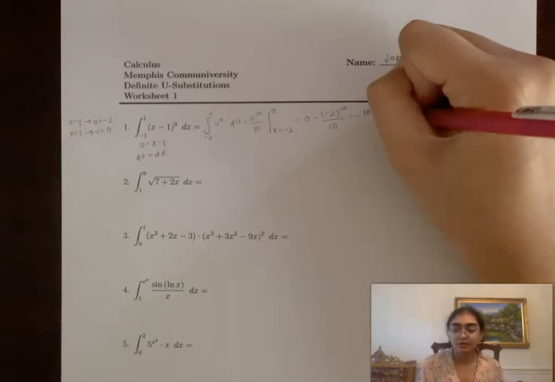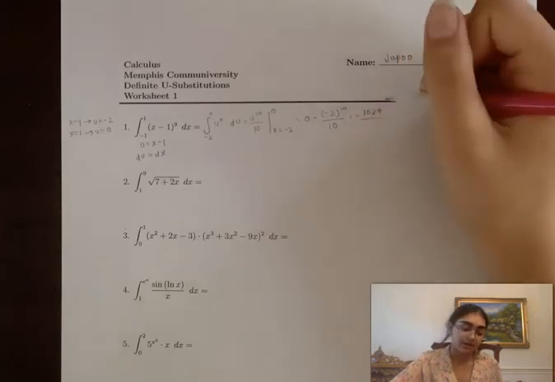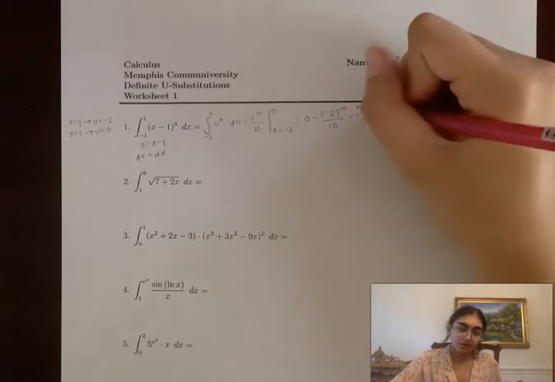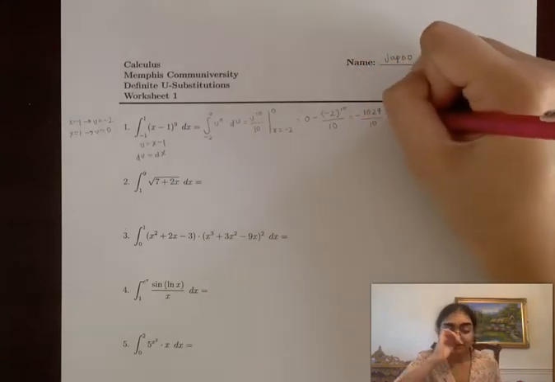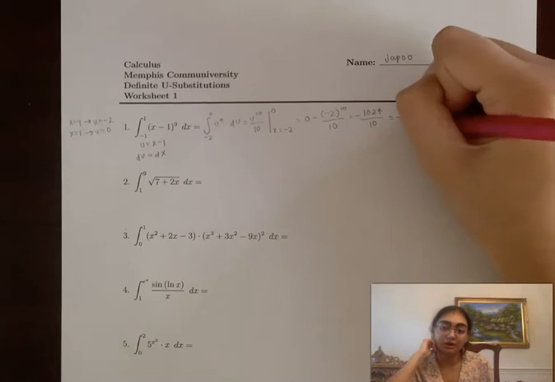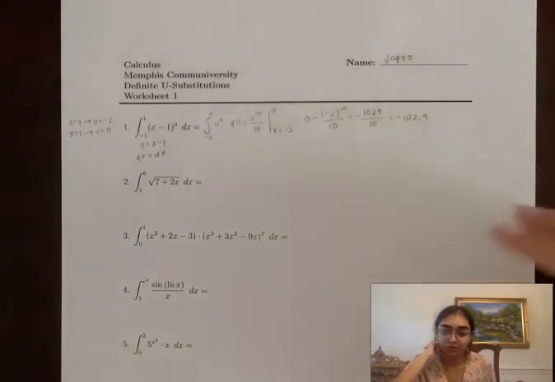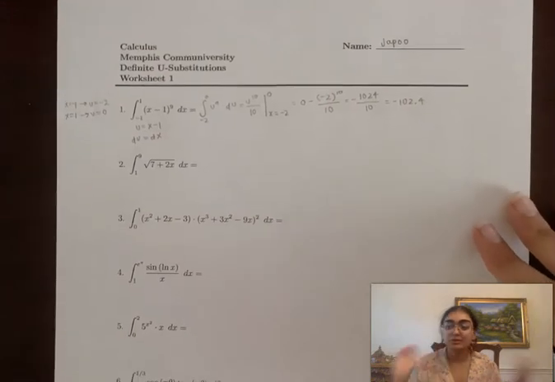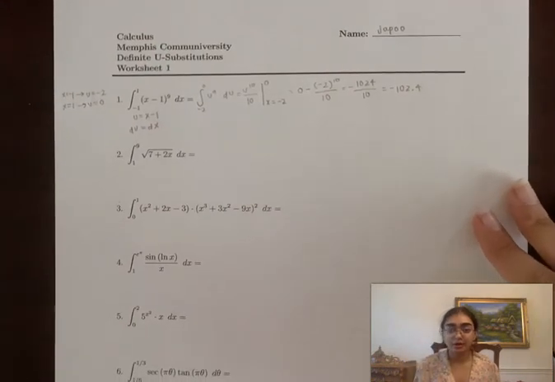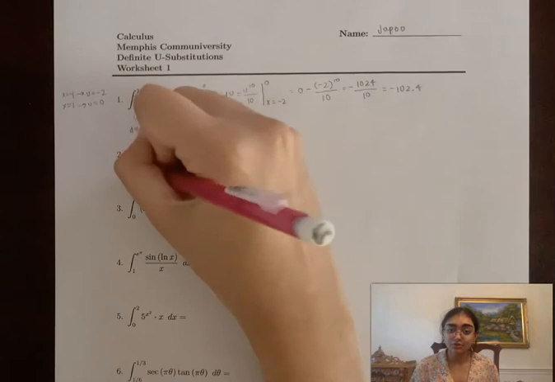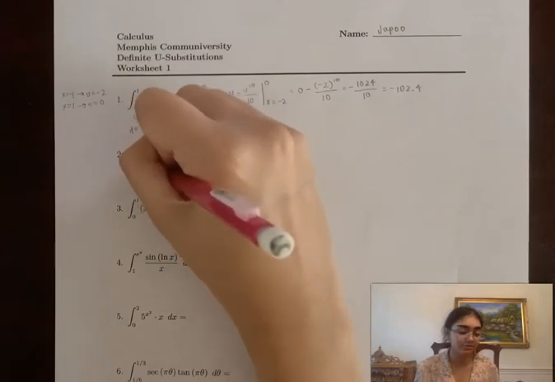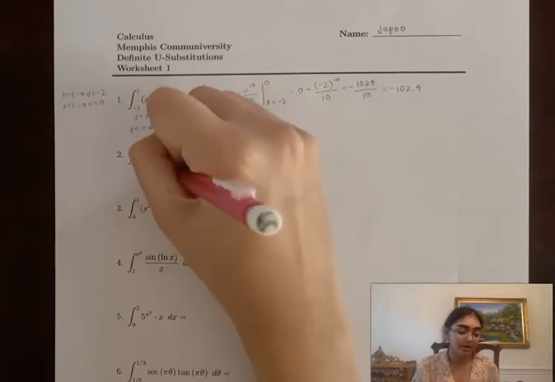So if you remember the order that they go, 2 to the power of 10 is going to be 1024. And that's going to be over 10. And so our final answer is going to be -102.4. So this one was pretty straightforward, not too complicated. And the next one is pretty straightforward as well.